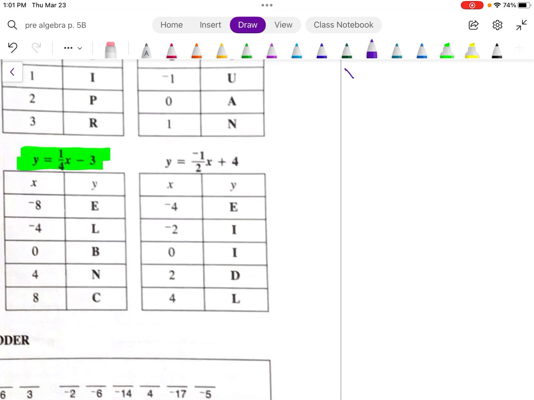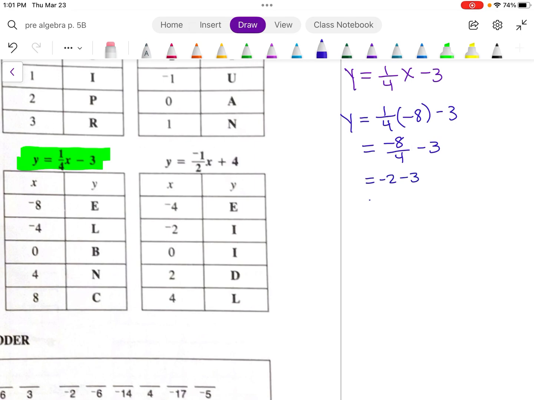So my equation is y equals 1/4 times x minus 3, and I want to know what happens when x is -8. So I'm going to substitute -8 in for x. Now remember we said that multiplying by a fraction is the same as dividing. So really I'm asking myself, what's -8 divided by 4? Well, I know that's -2, and I know that -2 minus 3 is -5. So that means when x is -8, y is -5.